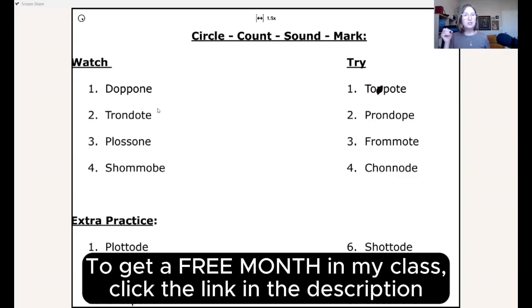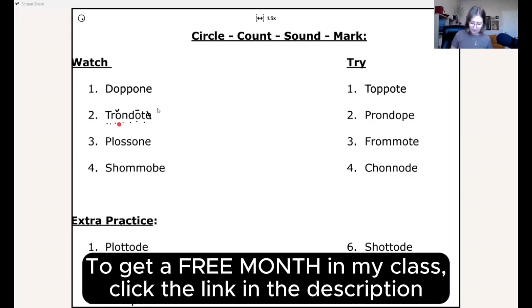Now it would have to say toepote, toepote. Good. Number 2, over here, we have a short O because there are 2 consonants after it. We have a long O because there's a vowel 1 or 2 doors away. And we have a silent letter. So our sounds are T, ah, N, D, O, T.